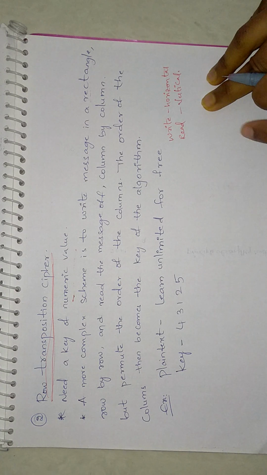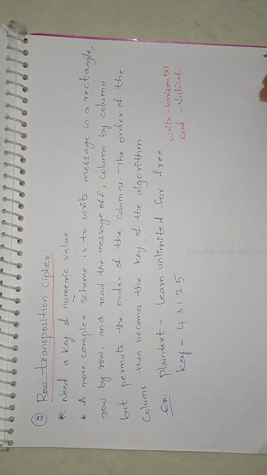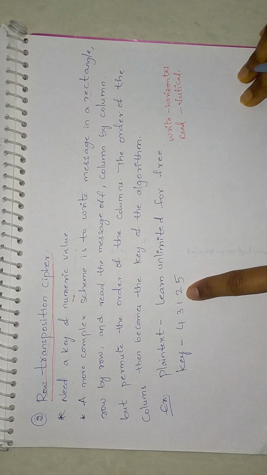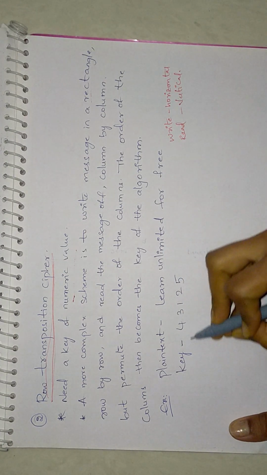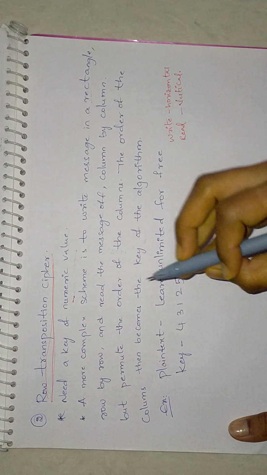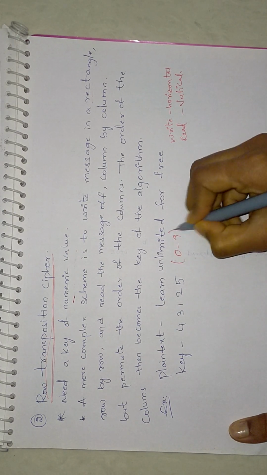And the order of the columns, that means which column should be read or appended first, depends upon the key value. Also, make sure that in the key value no number is repeated. That means each number appears only once. Numbers can be from 0 to 9.